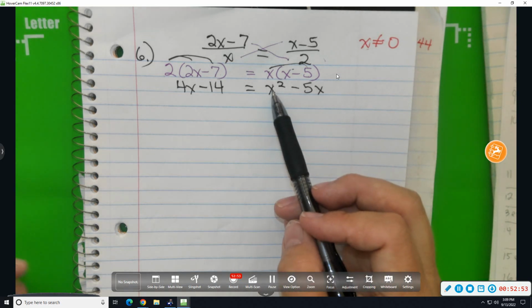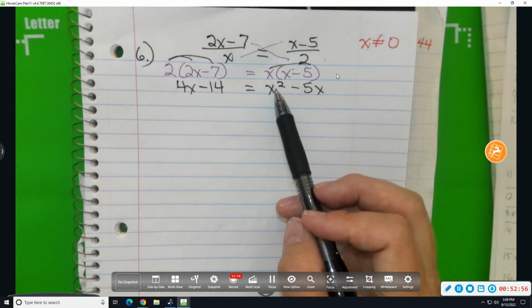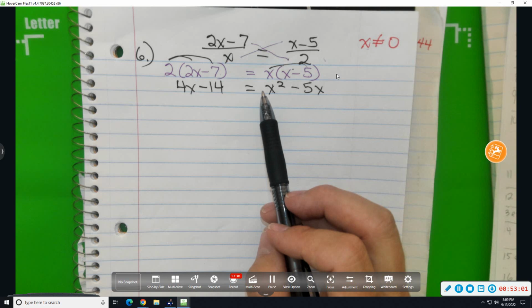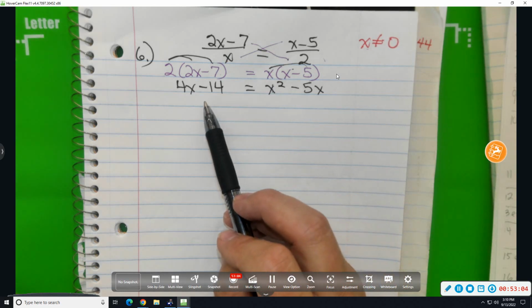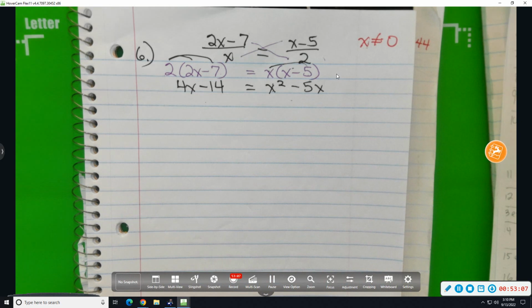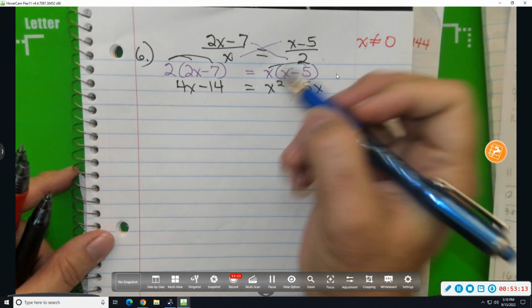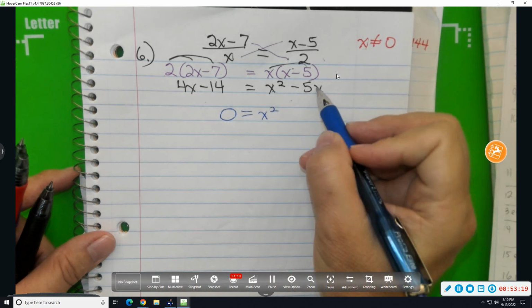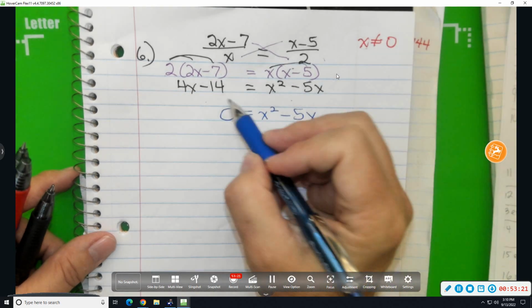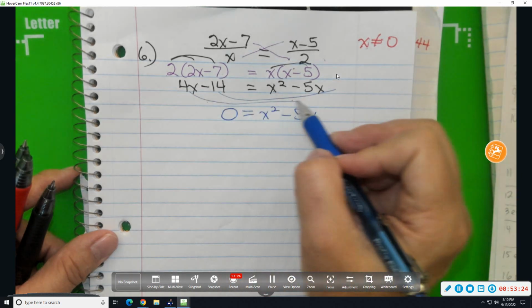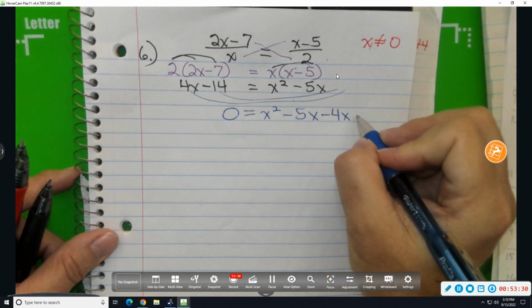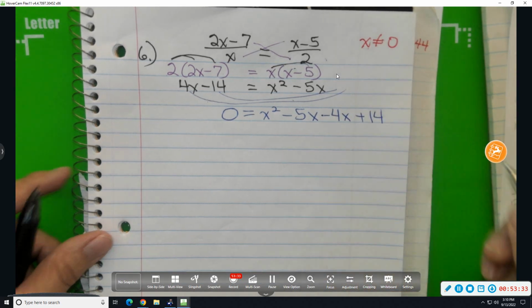Uh-oh, this is quadratic. That means we need 0 on one side. And I want that number in front of x squared to be positive. So where do you think I'm going to get the 0? Am I going to get the 0 on the left or on the right? I agree. Get it on the left. We'll have a 0 here. We already have an x squared. We have that minus 5x. We're going to move those over. So that's going to give us a minus 4x. And what else will we have? Positive 14. I agree. Any questions there?